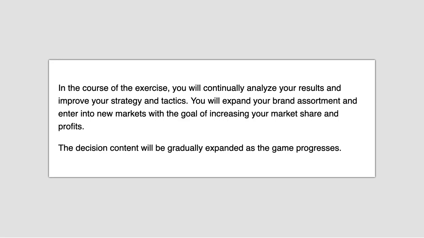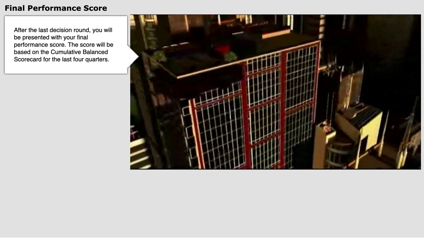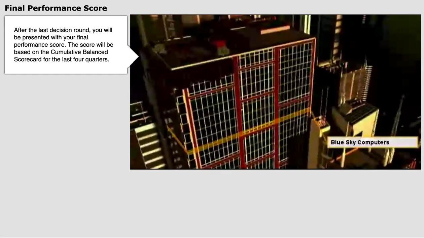You will expand your brand assortment and enter into new markets with the goal of increasing your market share and profits. The decision content will be gradually expanded as the game progresses. After the last decision round, you will be presented with your final performance score. The score will be based on the cumulative balanced scorecard of the last 4 quarters.